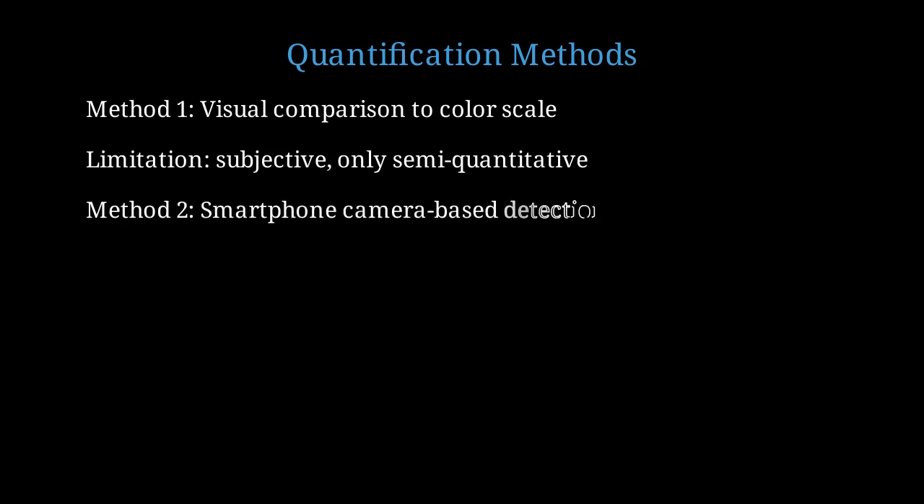Method 2 uses a smartphone camera. An app captures an image, extracts RGB values from the test zone, and applies a calibration curve. Smartphone-based quantification typically achieves a coefficient of variation of 5 to 15%, which is acceptable for many clinical decisions.